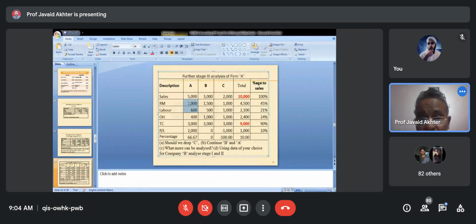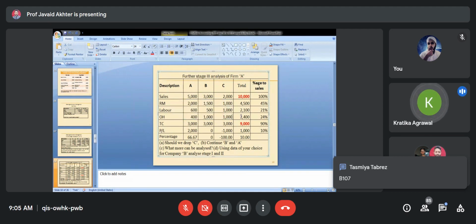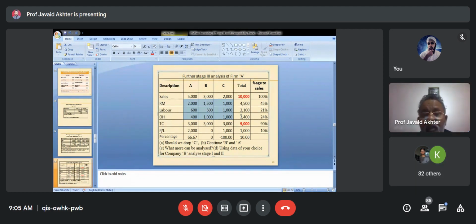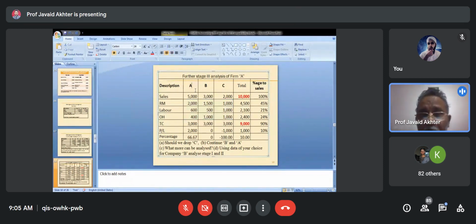What change do you note? This data we have added in such a way that everything remains unchanged. Total cost will be 9,000. Why 9,000? 4,500 plus 2,000. Yes, sir. That is the same. 3,400. Yes, sir. So we have added 3 more data in each service or each compartment or each product or each course, whichever you call it. Let us just first talk about A.